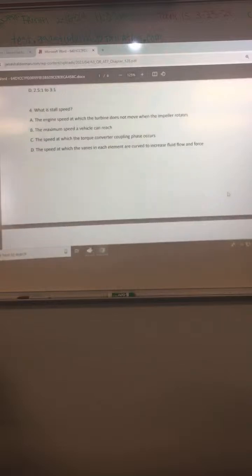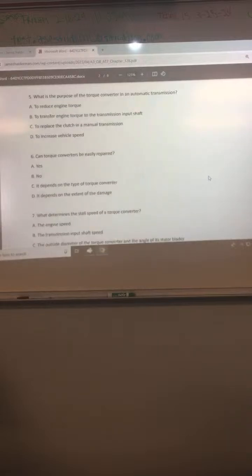Number 4. What is stall speed, Nasser? I got C. You got C? Okay. It is not C. It's A. Stall speed is the speed at which the turbine does not move when the impeller rotates. The impeller rotates with the engine. The turbine will actually turn the input shaft on the transmission and make the car start to move.